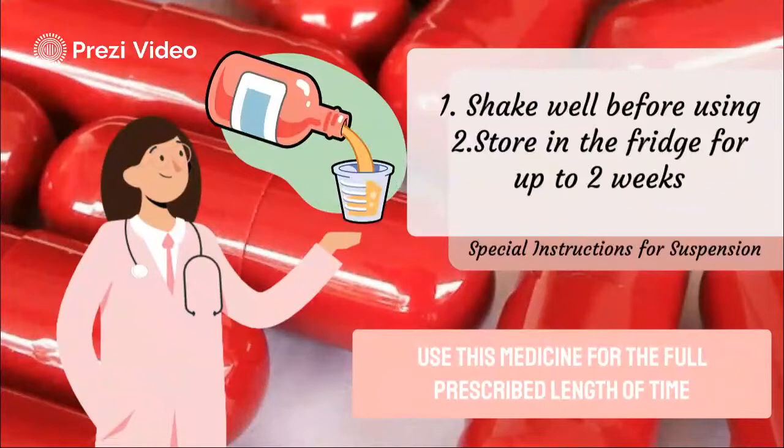Suspensions tend to separate, so make sure to shake it well before using and measure the liquid carefully using a medicine dose measuring device such as a cup and not a kitchen spoon. And store the liquid in a refrigerator and throw away any unused liquid after 14 days. Use this medicine for the full prescribed length of time, even if your symptoms quickly improve. Skipping doses can increase your risk of infection that is resistant to medication. Cephalexin will not treat a viral infection such as the flu or the common cold.